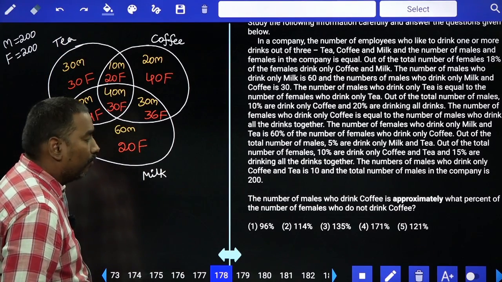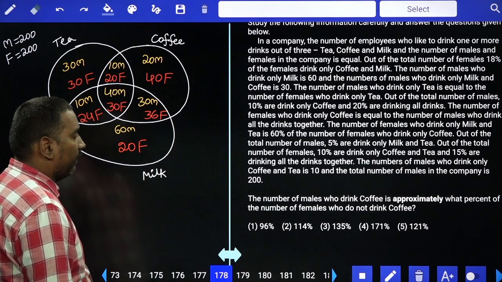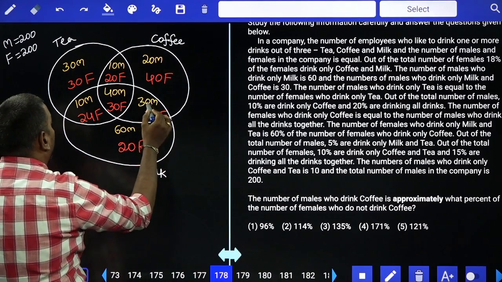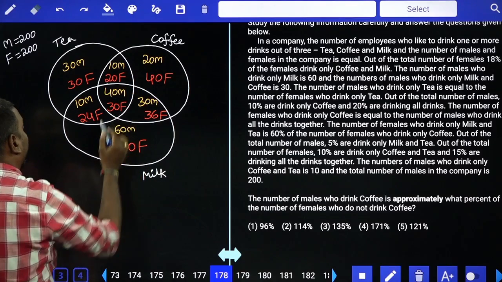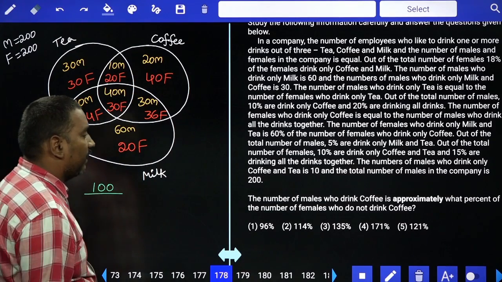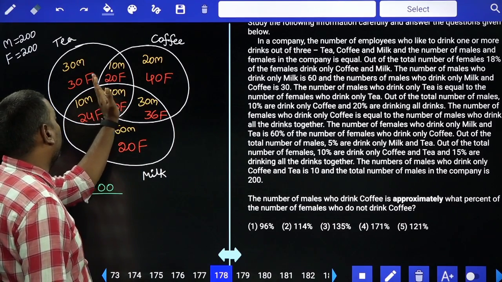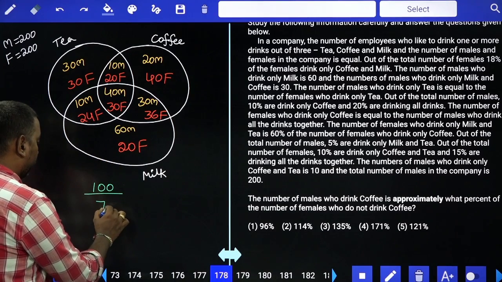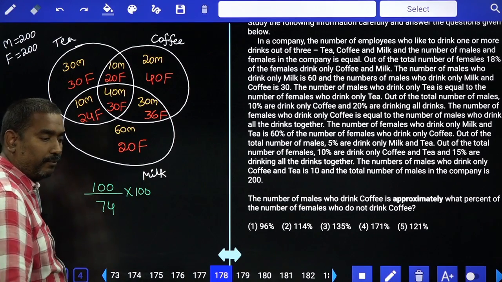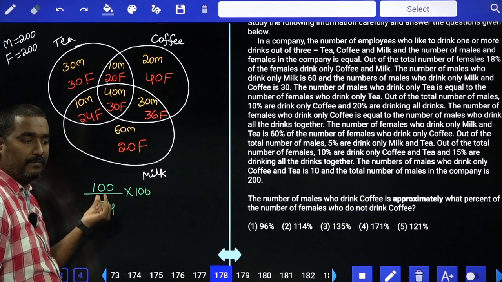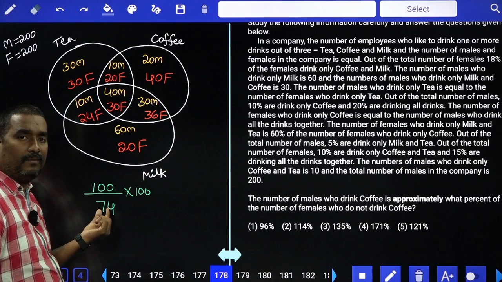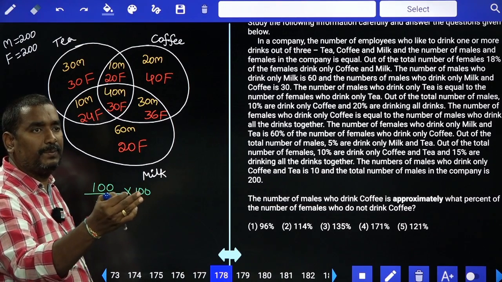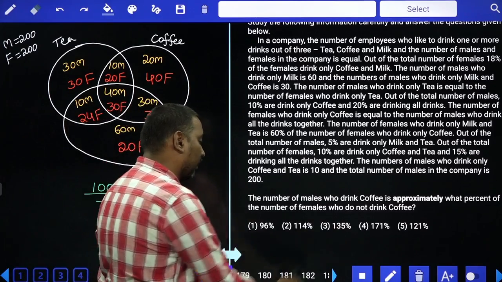The number of males who drink coffee is approximately what percent of females who do not drink coffee? Males who drink coffee, in the coffee circle, males are 30, 40, 70, 70, 20, 90, 90, 10, 100 males. Is what percentage of females who do not drink coffee? In females, except this coffee circle, the remaining females are 30, 50, 74. 100 by 74 into 100. If it were 75, it would be 4/3, which is 133.33. But it is 74 only, so the answer is nearest to 133.33 and above. So approximately 135%.